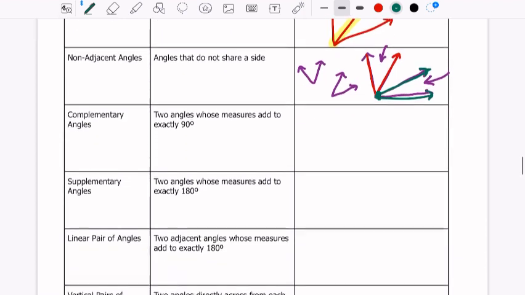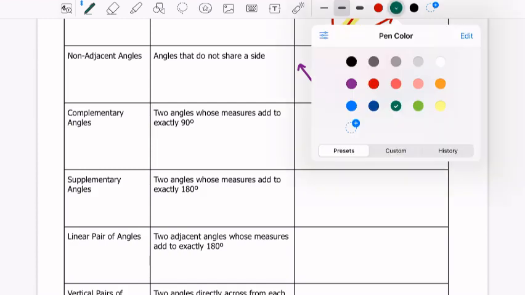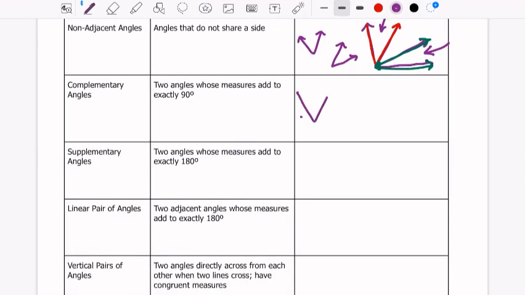Okay, complementary angles are 2 angles whose measures add up to exactly 90 degrees. And again, complementary angles can be both adjacent and non-adjacent. So let's say that I have an angle here and an angle here. If this angle measures 35 degrees, I know that its complement would be 55 degrees because 35 plus 55 is, let me double check, yep, that is 90, okay?